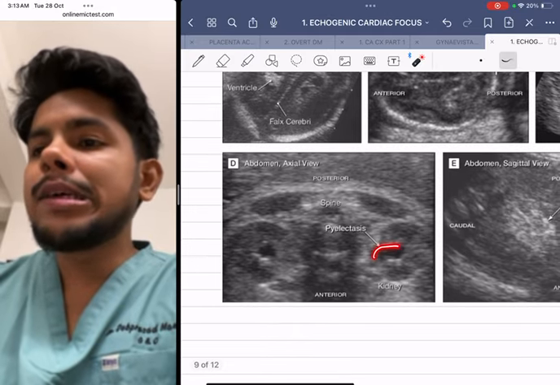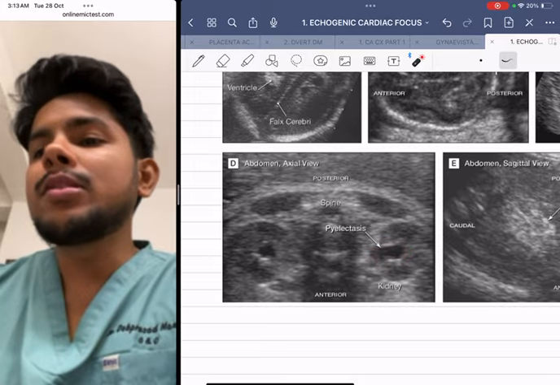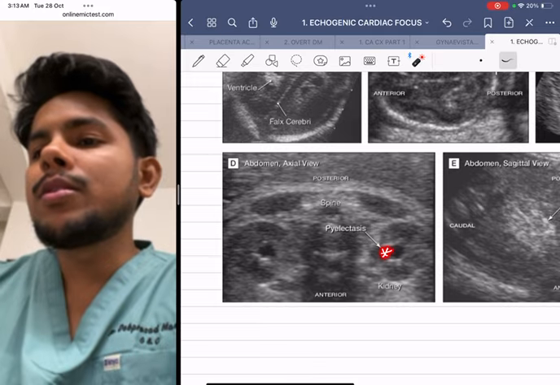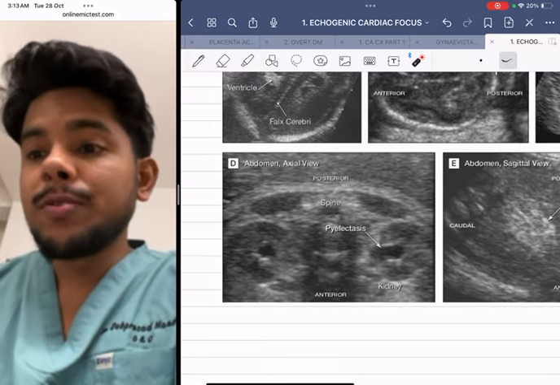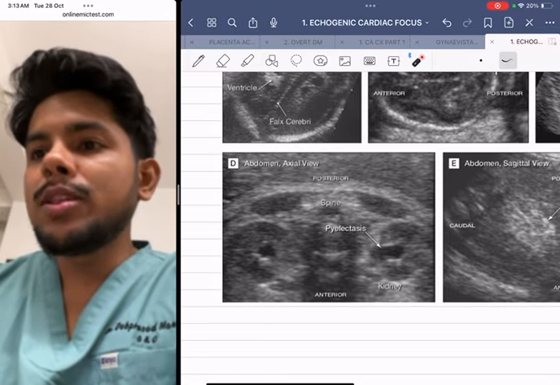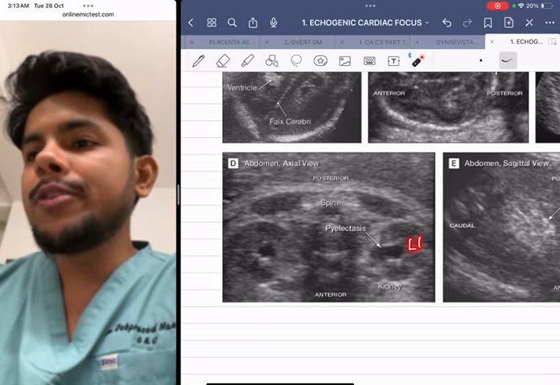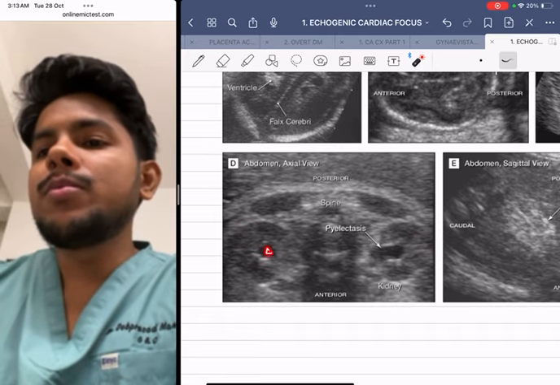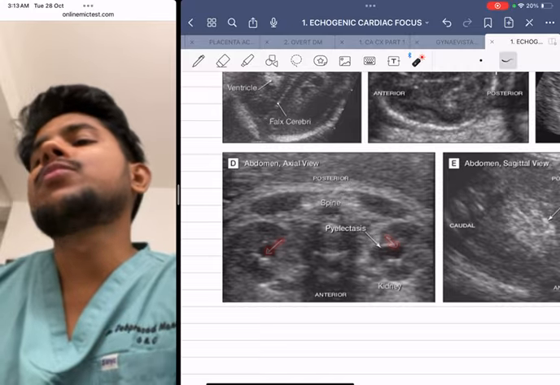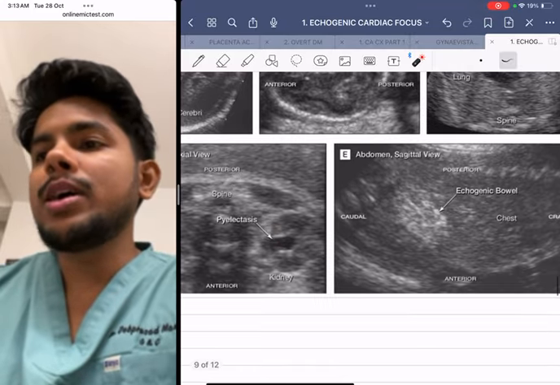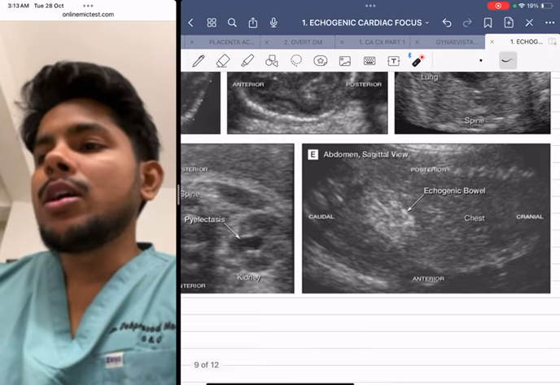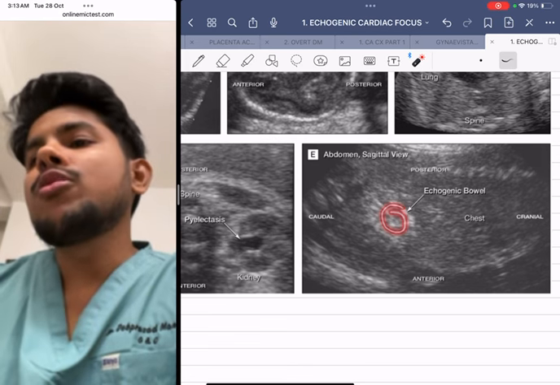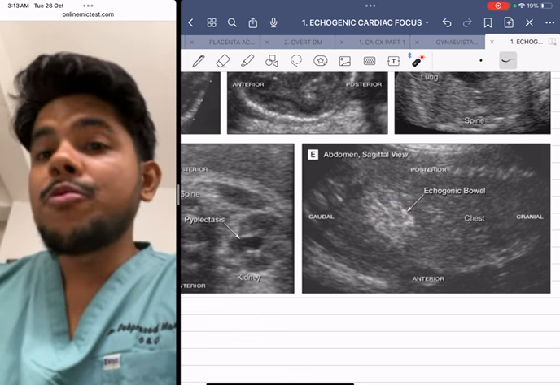This is the pyelectasis. We have a dilated renal pelvis. This is normal over here, and this is the dilated renal pelvis. So if you orient yourself, this is going to be the left kidney, this is going to be the right kidney. This right renal pelvis is normal, the left renal pelvis is dilated. All right, and this is echogenic bowel. Now this is the echogenic bowel, which looks whitish or bright.